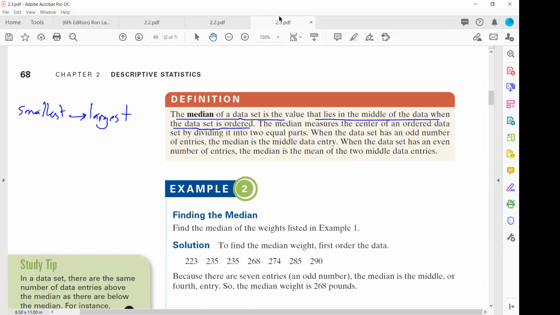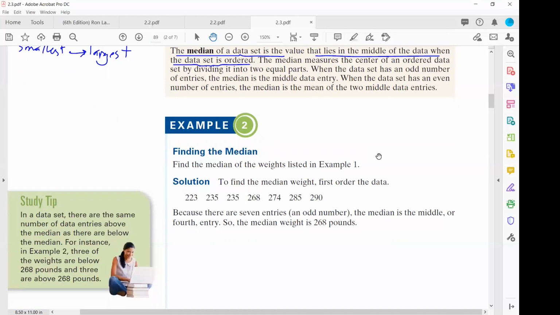So how do we find the middle value? Take a look at this example. Now let's get back to example 1. Our goal is to find the median, or middle number, of the weights listed.